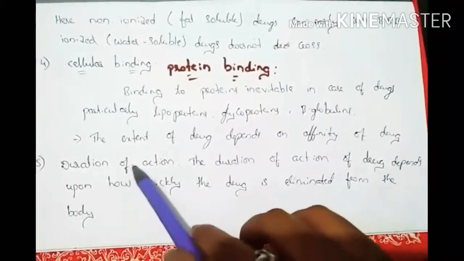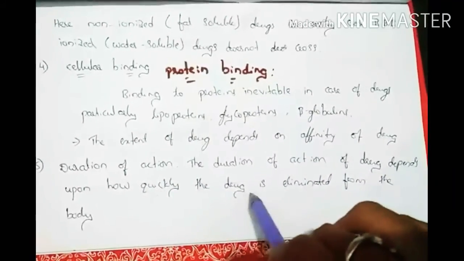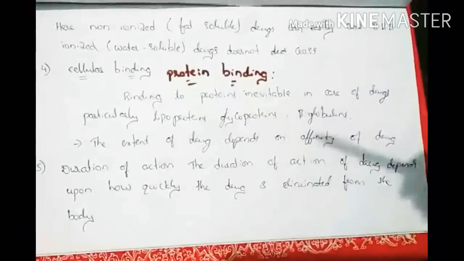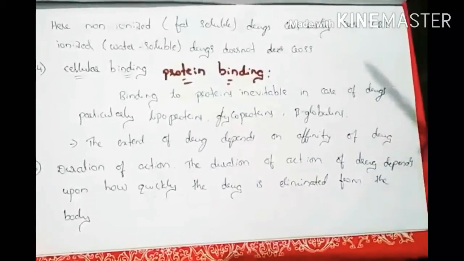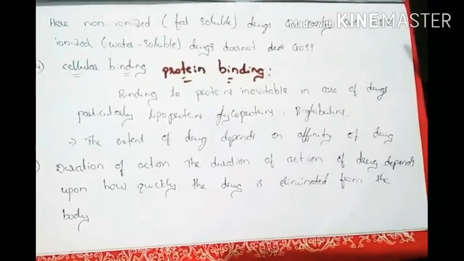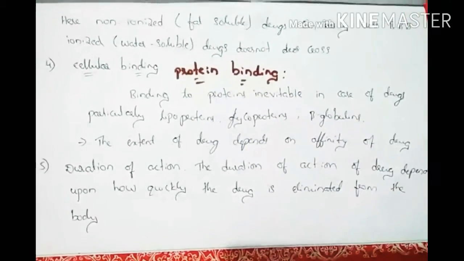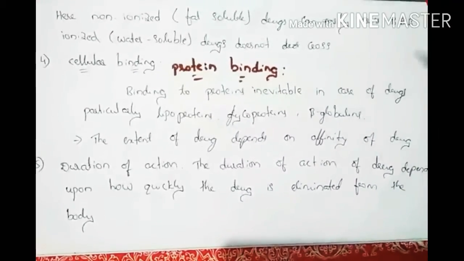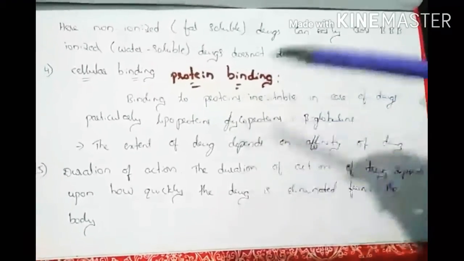Next, duration of action. The duration of action of a drug depends upon how quickly the drug is eliminated from the body. After administration comes distribution, then it shows its pharmacological action, then metabolism, then it is eliminated from the body. So how many hours is the drug staying in our body? Either 2 hours, 3 hours, 4 hours or 10 hours. This is the duration of action.